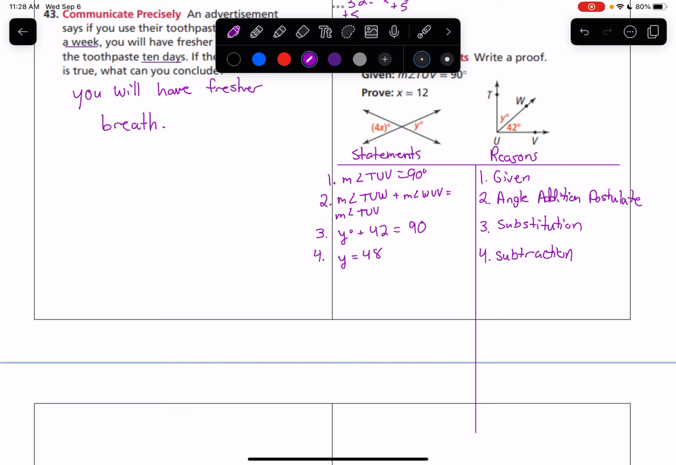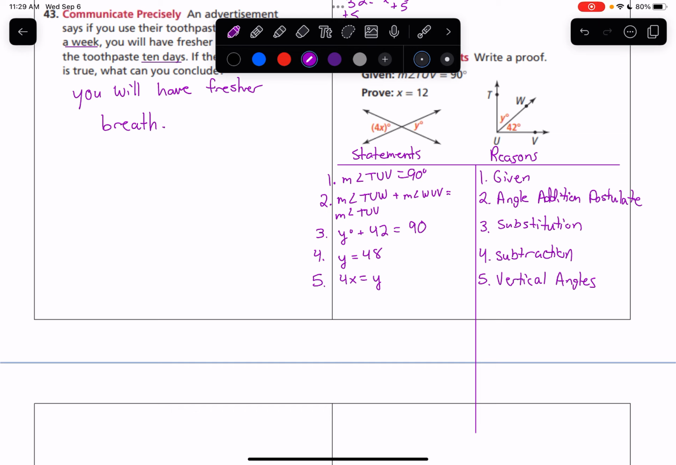I can look at the other diagram and I can say, hey, I know that those are vertical angles. So I know that 4x equals y because of vertical angles. Again, you may be able to put some extra steps in here if you want. You might have extra steps in your proof, and that's fine. But by vertical angles, I know those angles are the same. So 4x equals y by vertical angles.